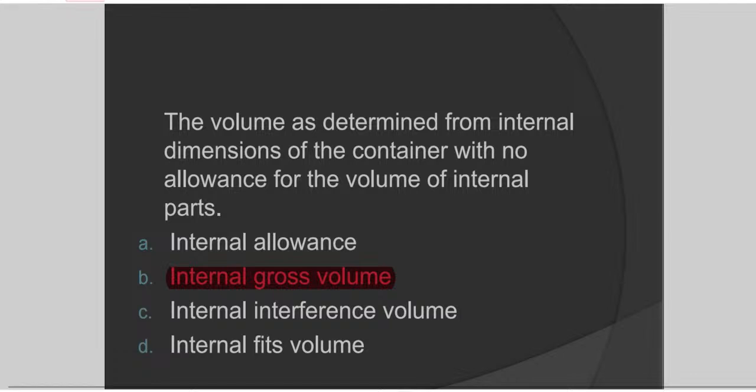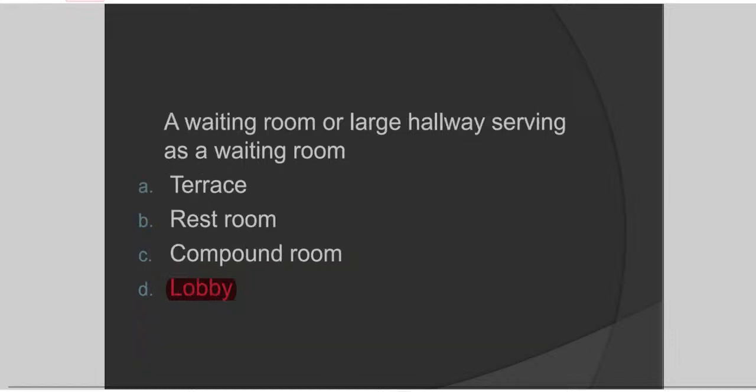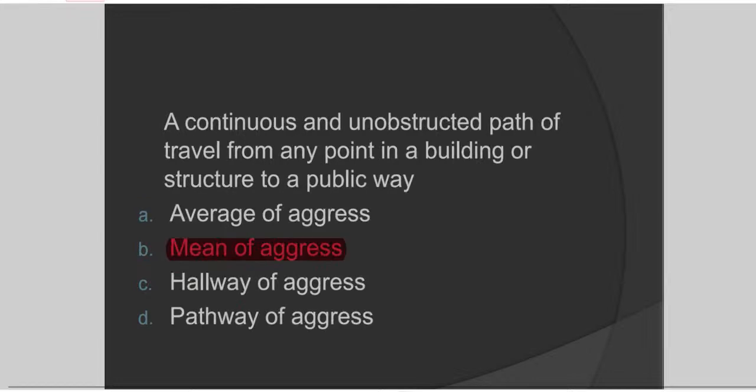The volume as determined from internal dimensions of the container with no allowance for the volume of internal parts. A. Internal allowance. B. Internal gross volume. C. Internal interference volume. D. Internal fits volume. A waiting room or large hallway serving as a waiting room: A. Terrace. B. Restroom. C. Compound room. D. Lobby. A continuous and unobstructed path of travel from any point in a building or structure to a public way: A. Average of egress. B. Mean of egress. C. Hallway of egress. D. Pathway of egress.